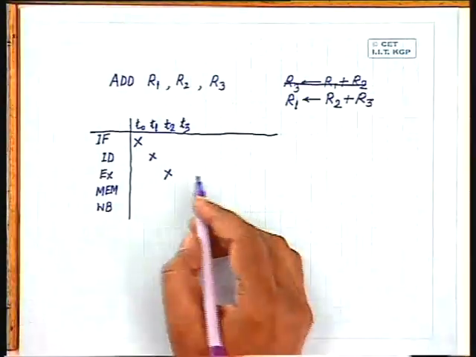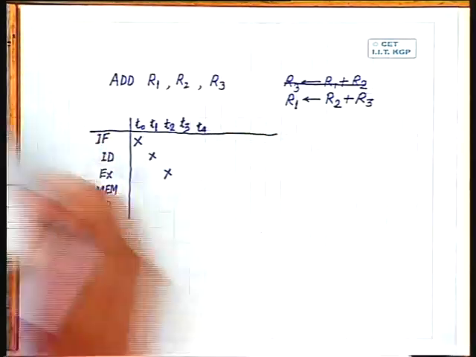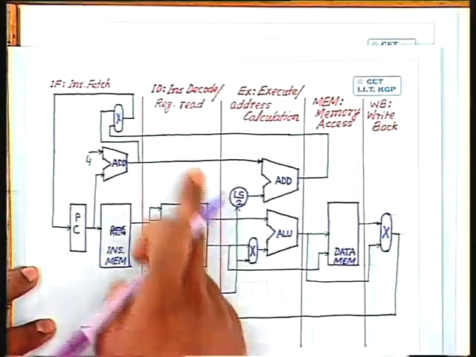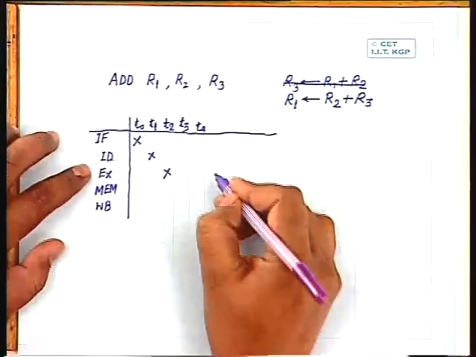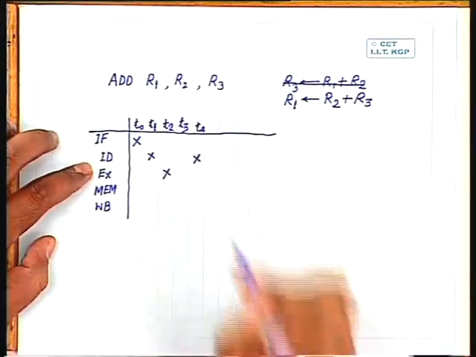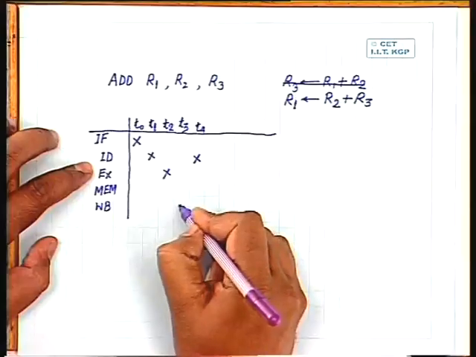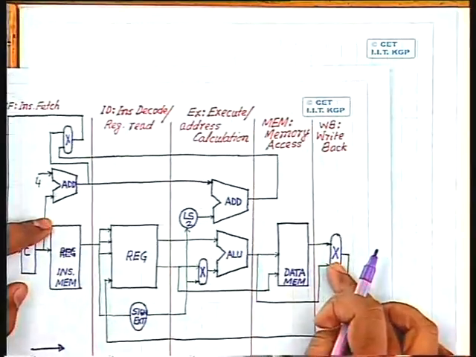Okay. During T4, it will make use of the write back stage and the data has to be written into the register. So the unit that will be used is ID only. Okay. So during T4, again ID will be used. ID and write back together, because you have to select the multiplexer properly.